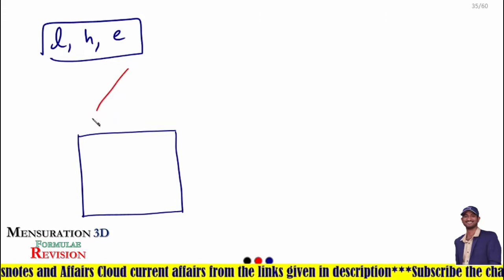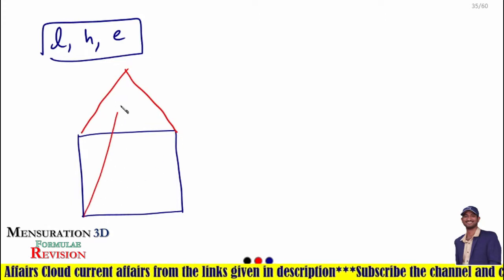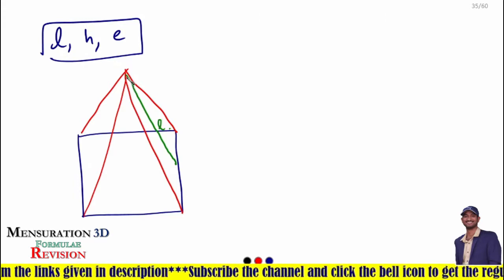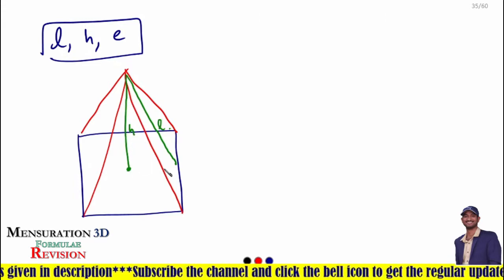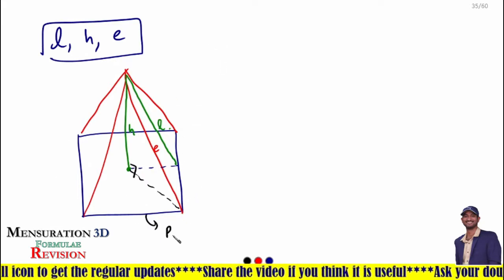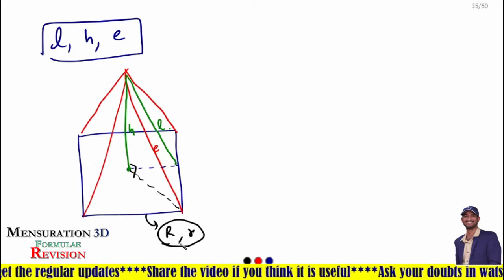Okay, so slant height. Suppose I take a square pyramid, for your clarification. It has slant height L and this is height H, and this red line is called the slant edge. Now the base polygon has circumradius capital R and inradius small r.